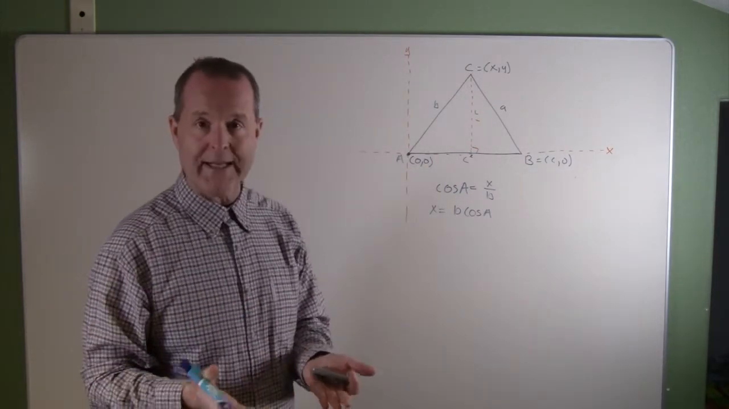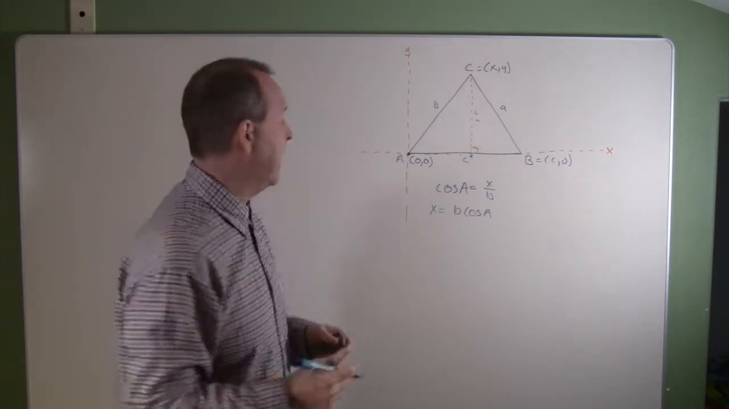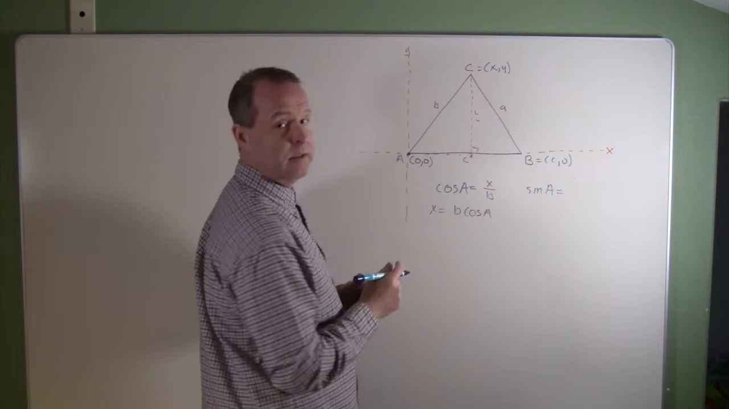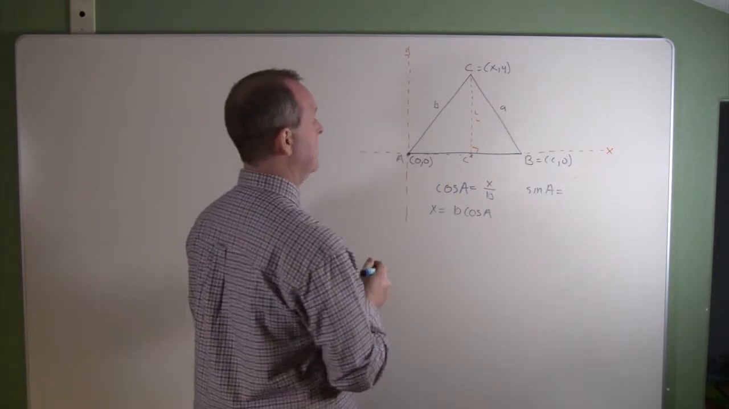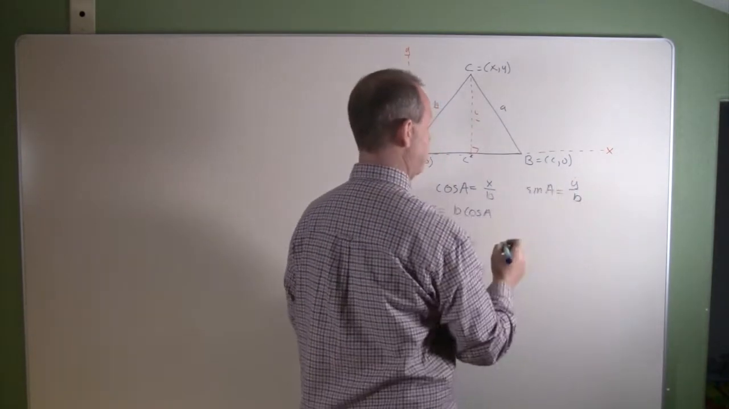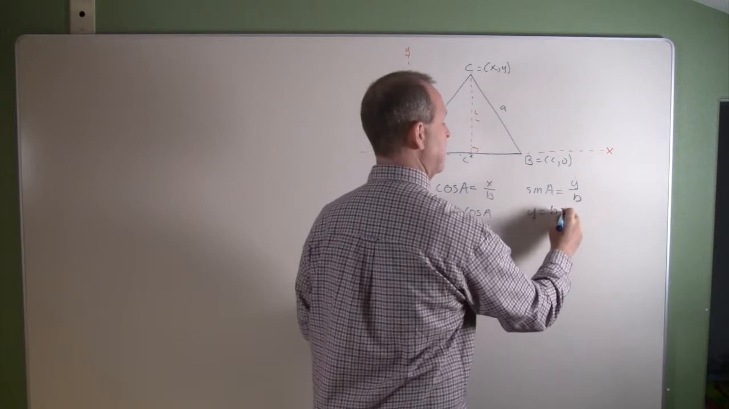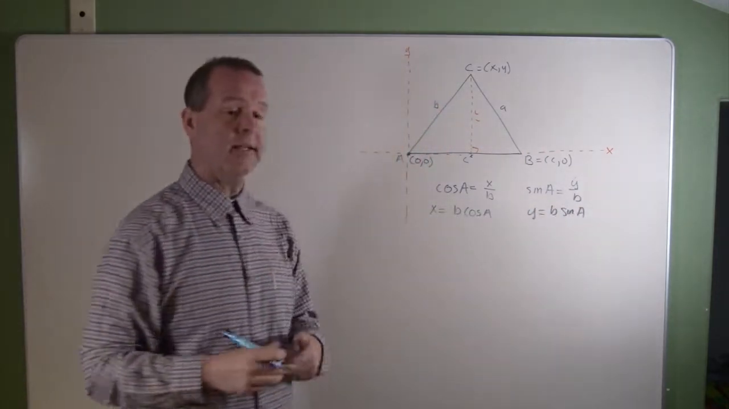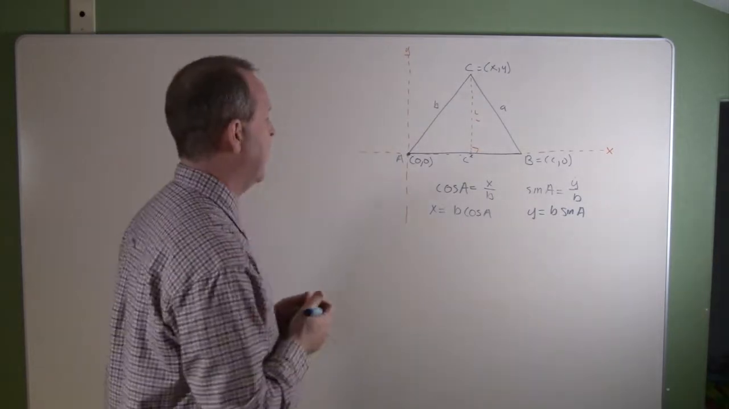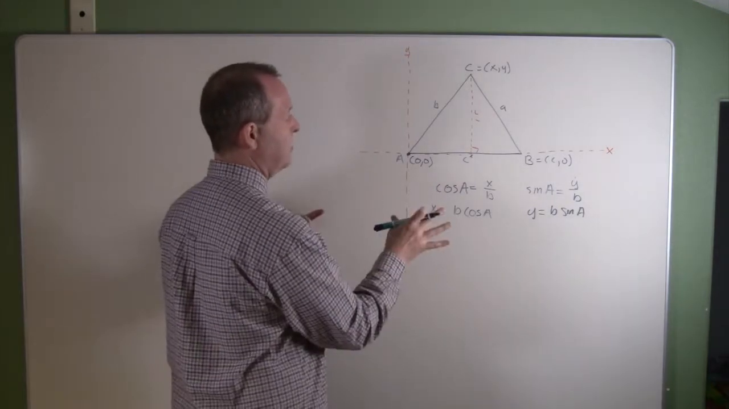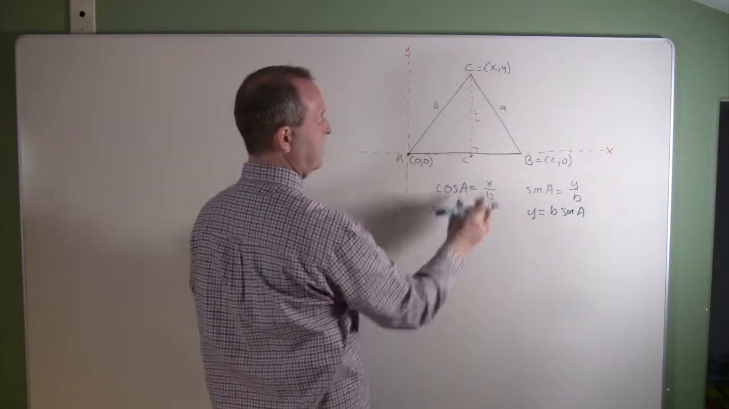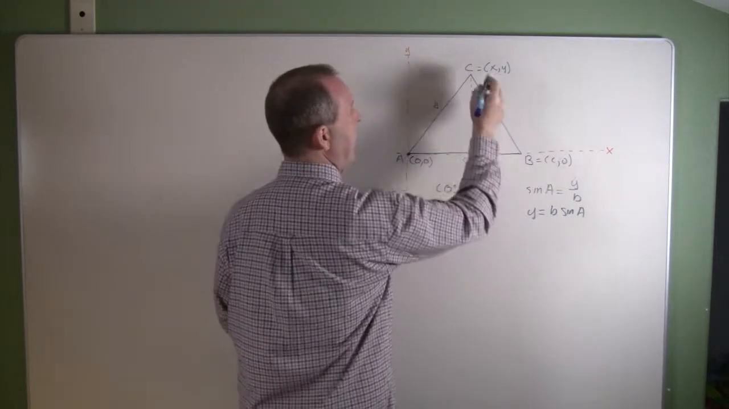Likewise, I want to write some type of trigonometric identity in terms of y. So let's look at the sine of A. Sine of A was opposite over hypotenuse. So the opposite is y, over hypotenuse b, is y over b. Solve that for y: y equals b times the sine of A. So I was able to rewrite x and y in terms of trigonometric identities. The point (x, y) is now in terms of b cosine A and b sine A.